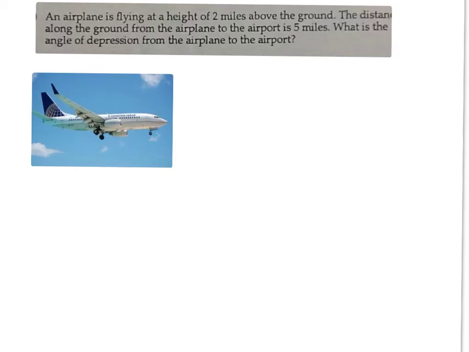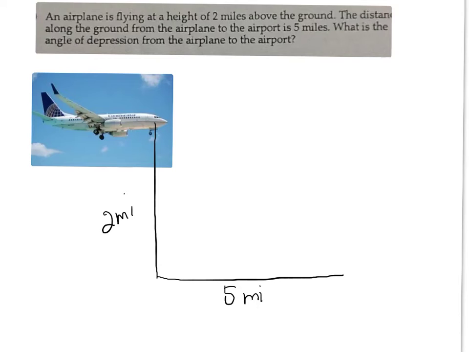And let's start with the word problem. So they're telling you that the airplane is 2 miles off the ground. So this is 2 miles. They're telling you that the distance along the ground to the airport is 5 miles. And they want to know what the angle of depression is. I do want to finish this out and make that a triangle, and we know it's a right triangle because this right here is vertical, this one here is horizontal.